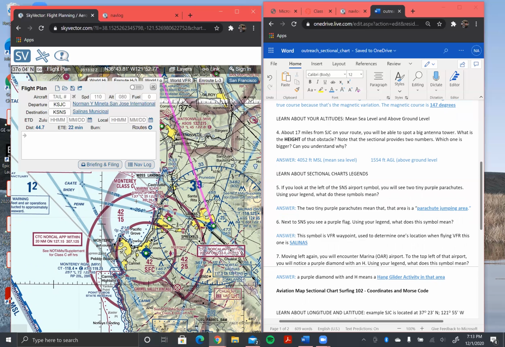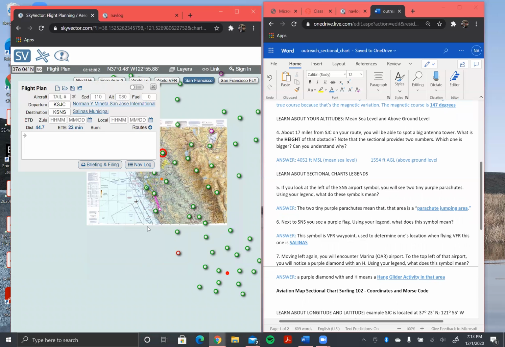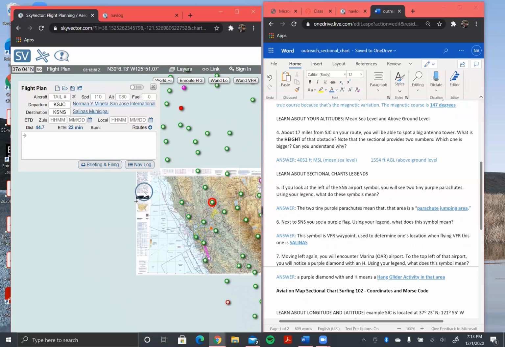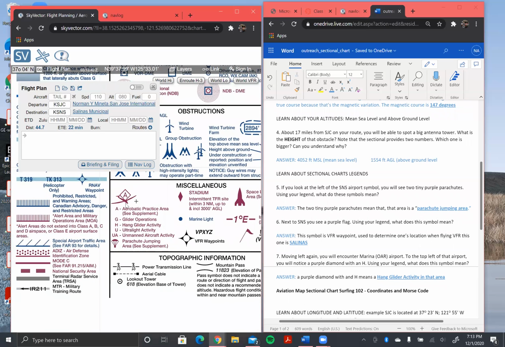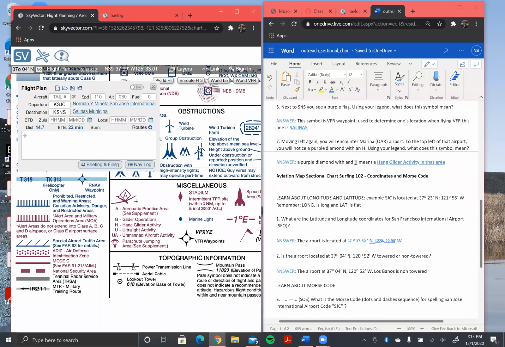All right, so moving left again, you count Marina Airport. There's a diamond with an H right here. And so if you look back at the legend, that means it's some kind of activity area. And so if you look down here for the H, it's a hang glider activity area. So there would be an H in the diamond, like it says in the question.